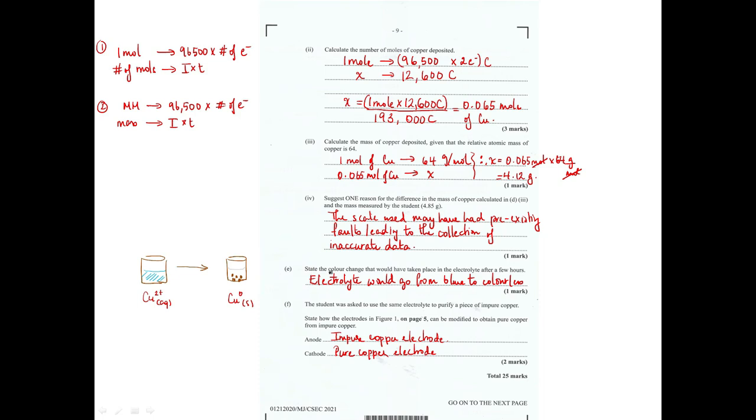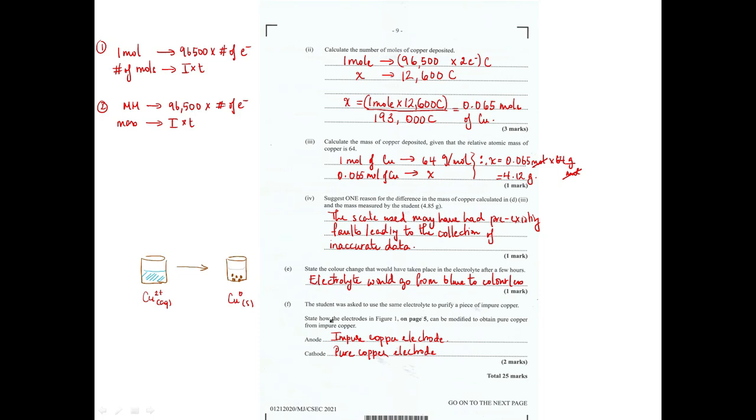Okay, it says state the color change that would have taken place in the electrolyte after a few hours. Well, the electrolyte would have been blue in color because of the transition metal copper being in there, and it would have been in aqueous solution, so it would have been in ion form, so it would contribute to the color. Once it passed the electricity through it, it would cause the copper to go from being in ion form to become atoms. So it would cause it to come out of solution and become solid. These are atoms of it. And so the color will go from blue to colorless.